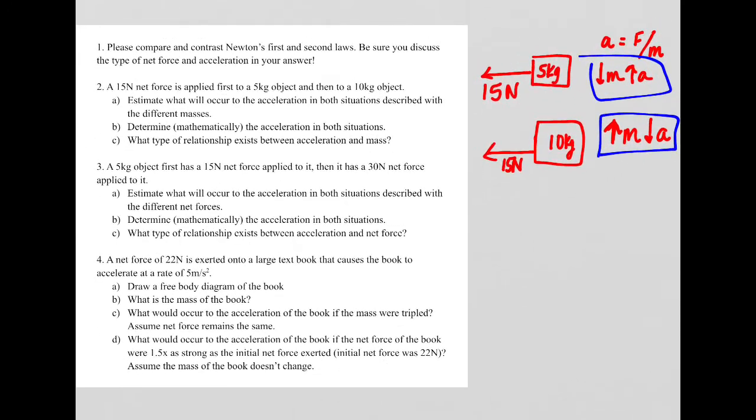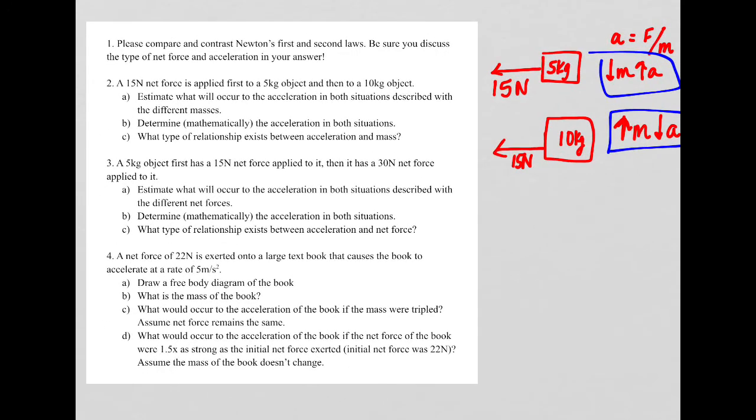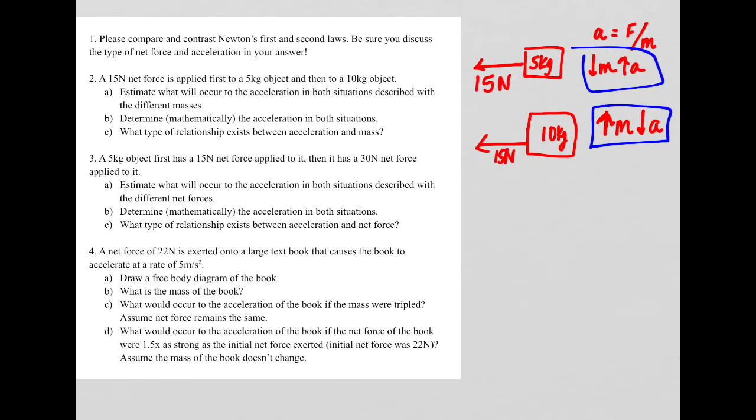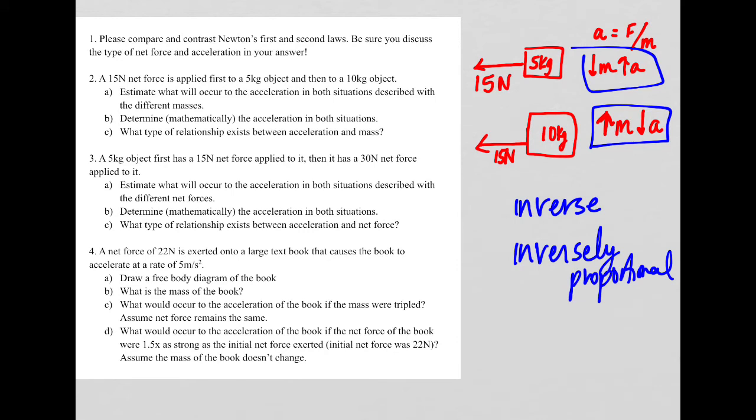All right. Letter B wanted you to determine mathematically the acceleration in both situations. Well, we just did that. So it was 3 in the smaller mass and 1.5 in the larger mass. And then C, what type of relationship exists between acceleration and mass? That would be an inverse relationship or an inversely proportional relationship. Either one of those answers would have been stellar.